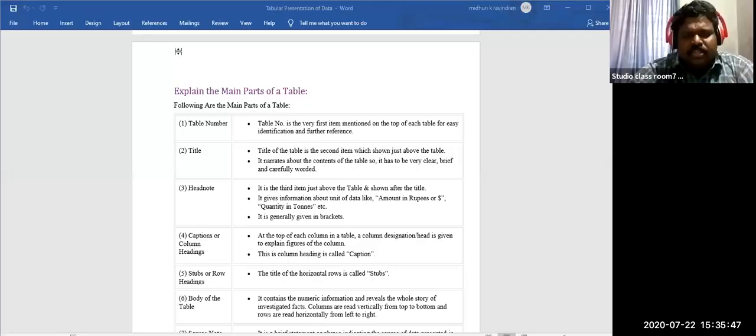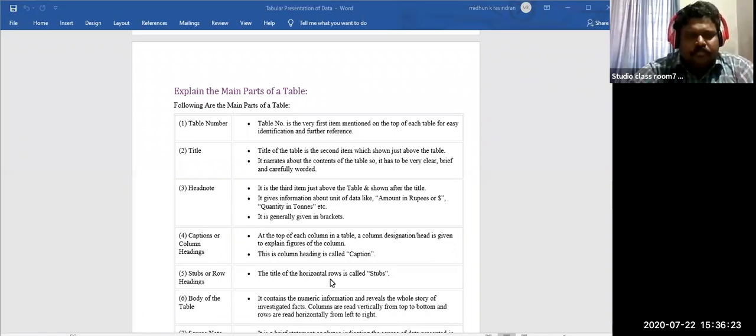Next, about the head note. Here, the head note is otherwise called units. In your textbook, you can see the units here. Observe that, check the units. What is the head note? The third item of the table, shown after the title. So we always find the head note after the title. Basically, the head note gives information about the unit. What unit we used in that data or table. What kind of unit we used in that table.